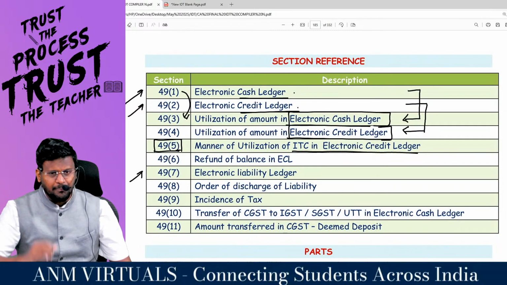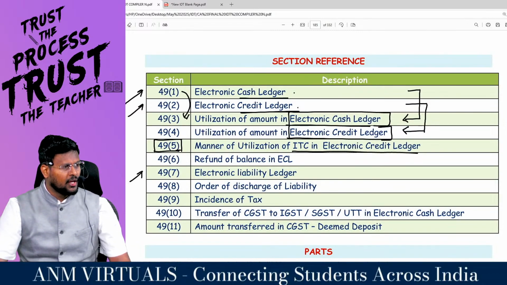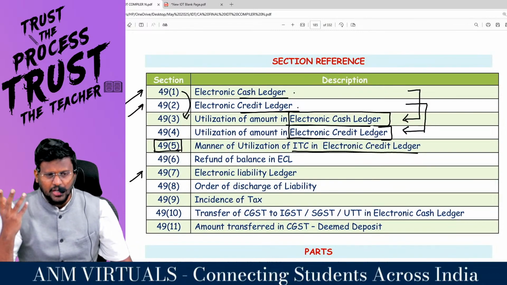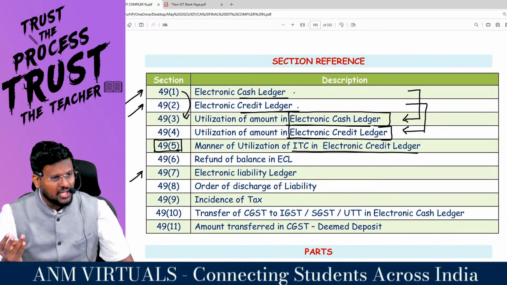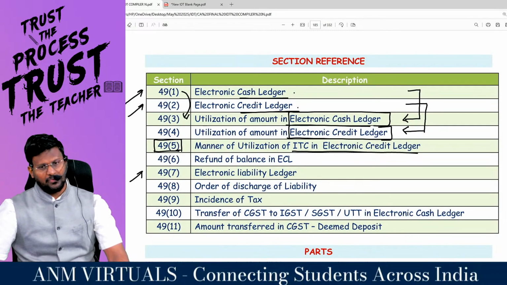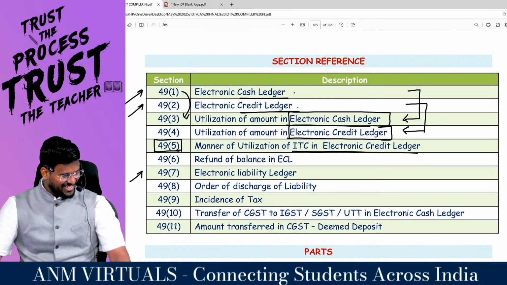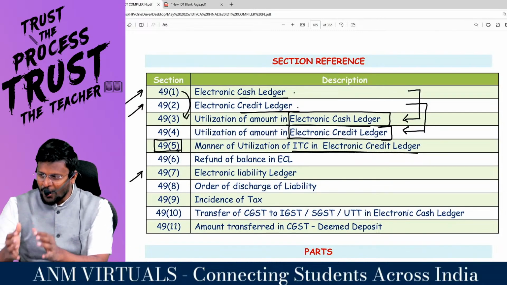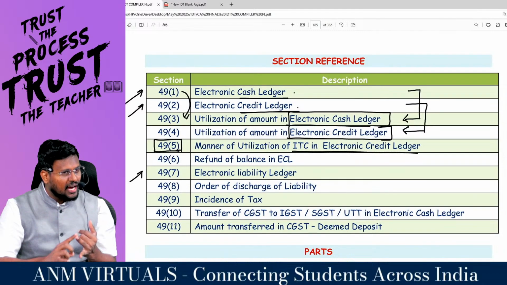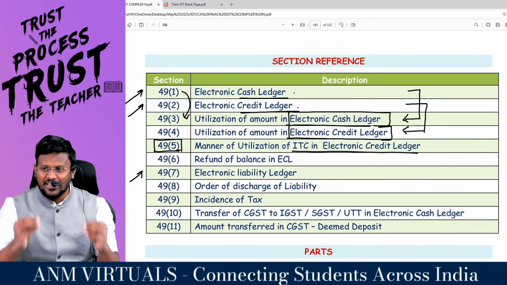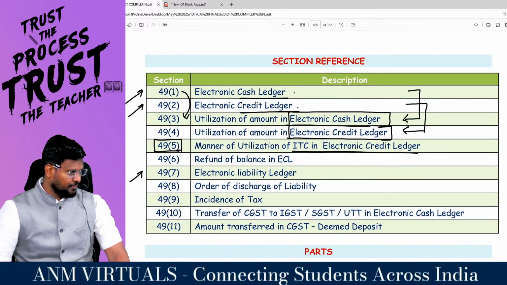So the government is keeping three ledgers for us basically. One is the electronic cash ledger, the electronic credit ledger, and the electronic liability ledger. Whatever amount we deposit through cash, debit card, or credit card will go and sit in the electronic cash ledger.